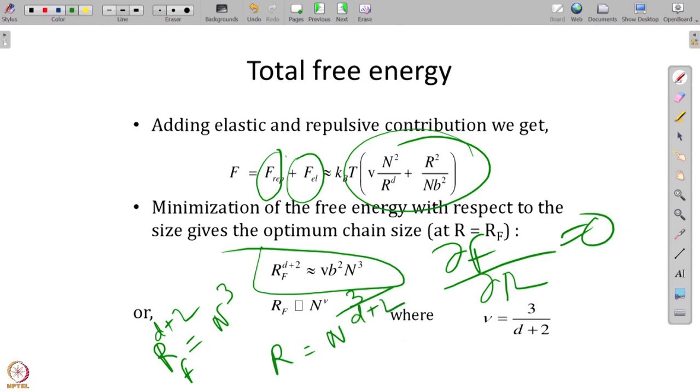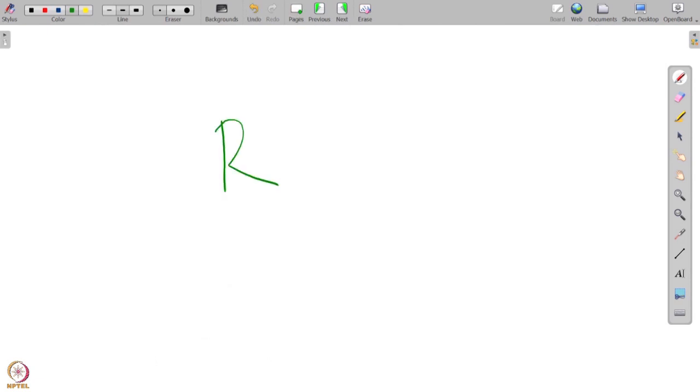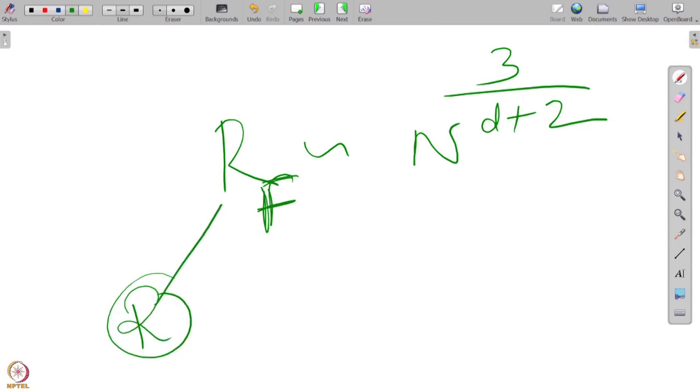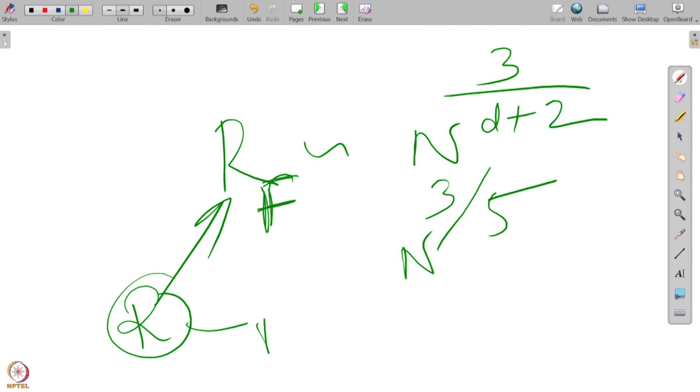So this introduces an exponent. This is Flory. Because of the interaction, the excluded volume, the Gaussian polymer size R gets modified to R_F, and for d equal to 3 it is N to the power 3 by 5. So the Gaussian size goes as N to the power half. Because of interaction, N to the power half swells to N to the power 3 by 5.